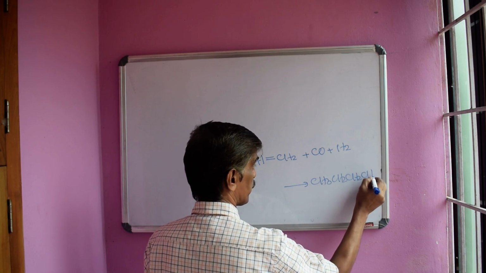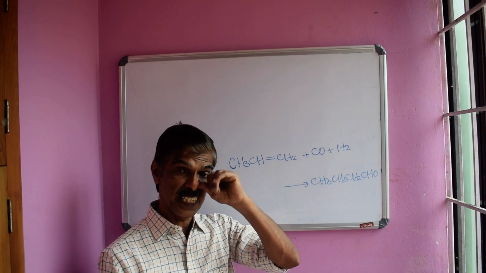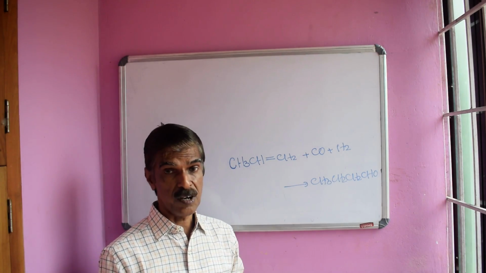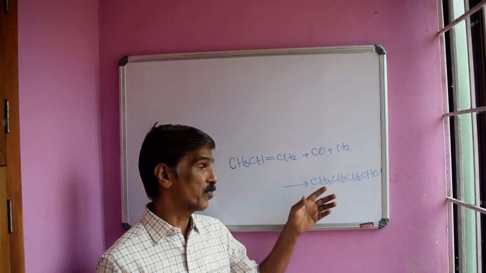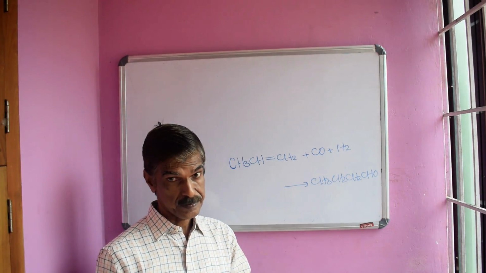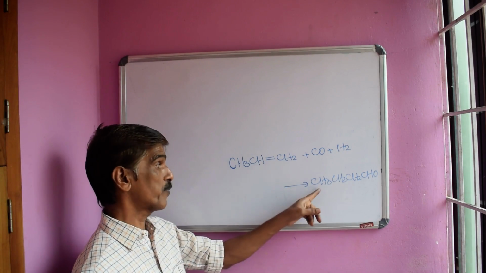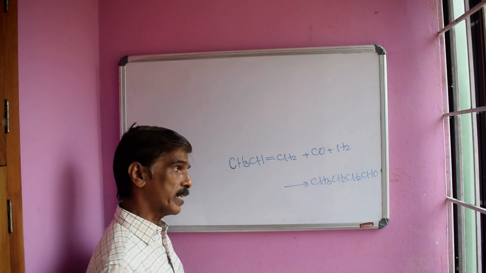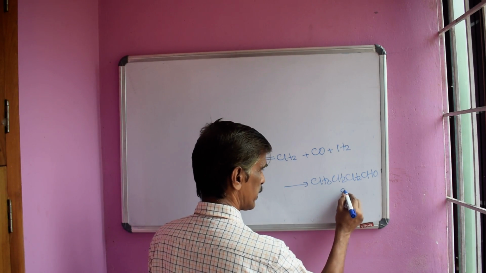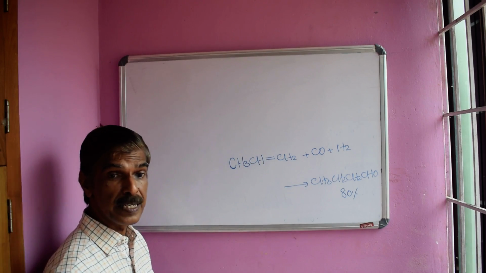And we have seen the importance of butanal is that butanal can be hydrogenated to butanol, which is a very important industrial solvent. Millions of tons of butanol are manufactured every year. Now, if you look into this reaction, we can see that the product formed is butanal, but only 80% of the product is the straight chain one, and the remaining being mainly the branched chain isomer.